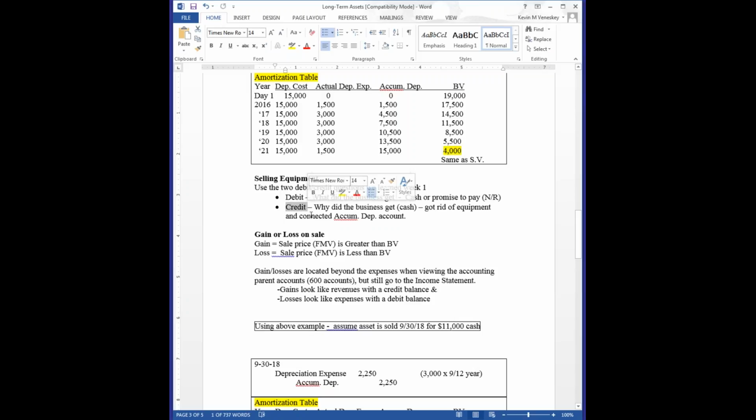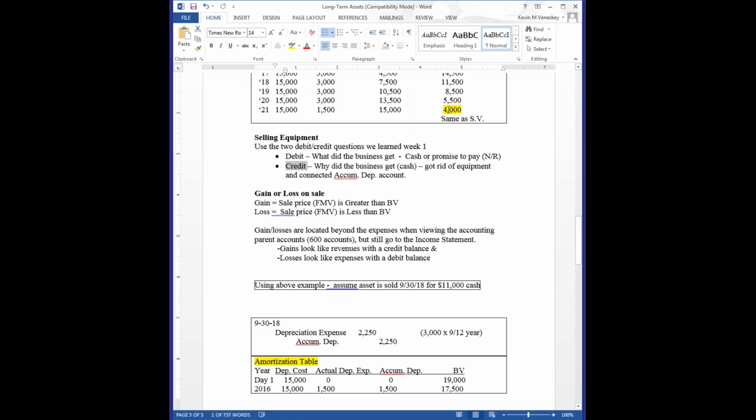Then the credit question, why did I get the money? Well, you got the money because you got rid of your vehicle. And whenever you get rid of equipment, we would credit that. But whenever we get rid of a piece of equipment, we always have to get rid of its partner account as well. The accumulated depreciation is joined at the hip with the vehicle. So when you get rid of one, you have to get rid of the other one as well.